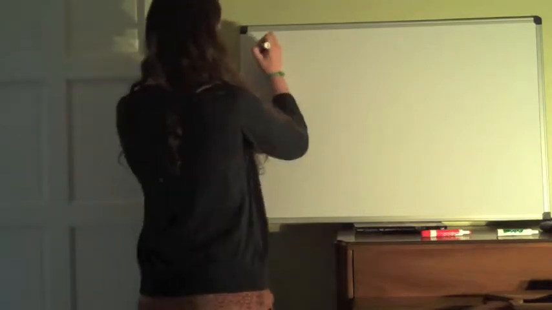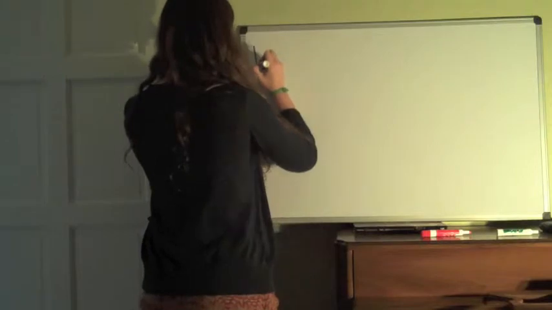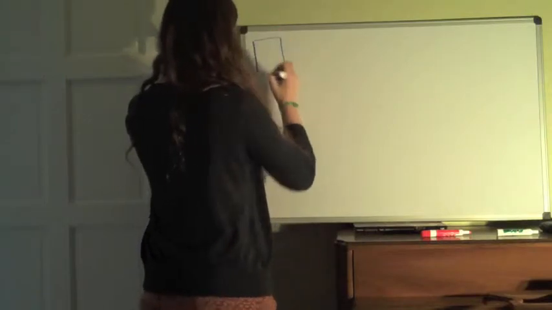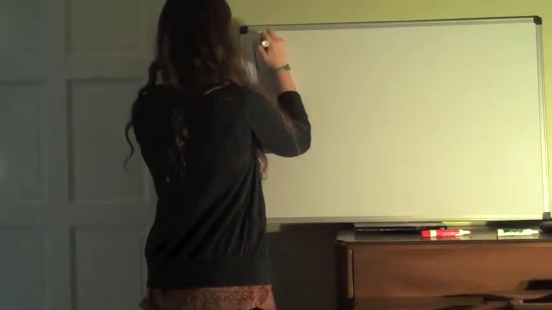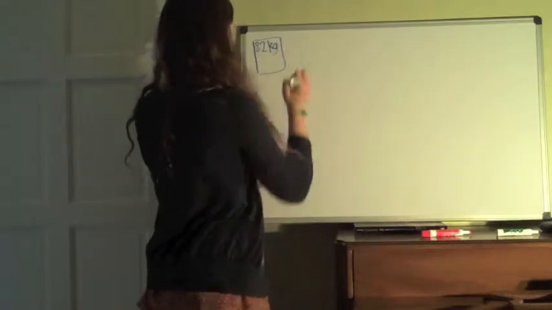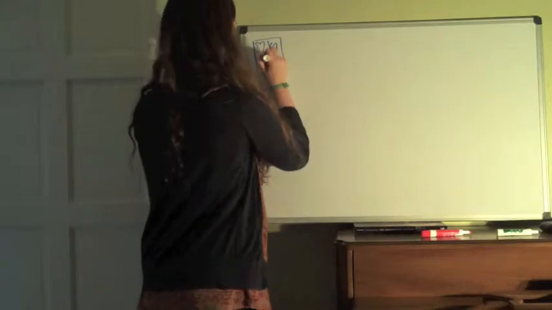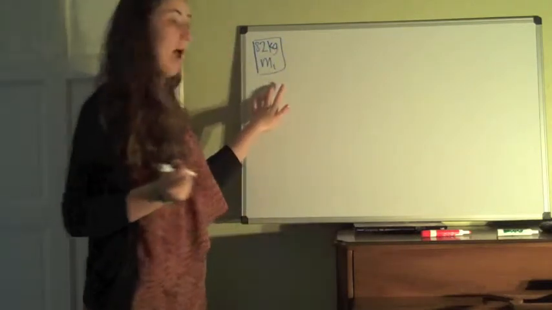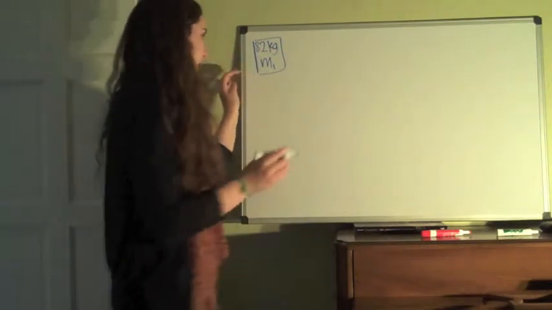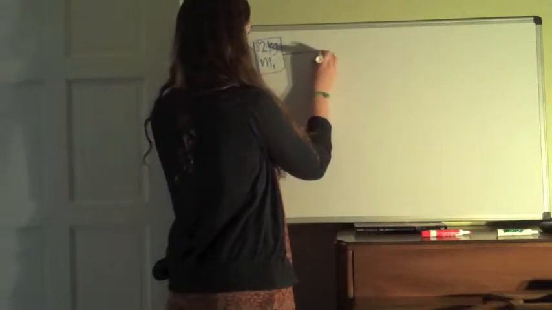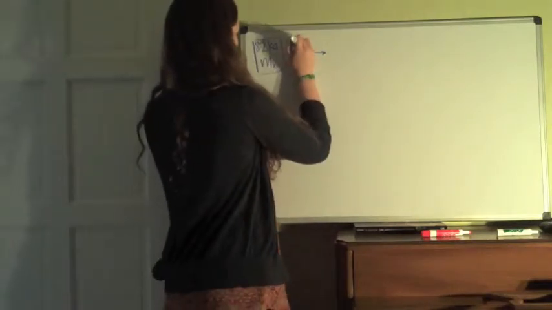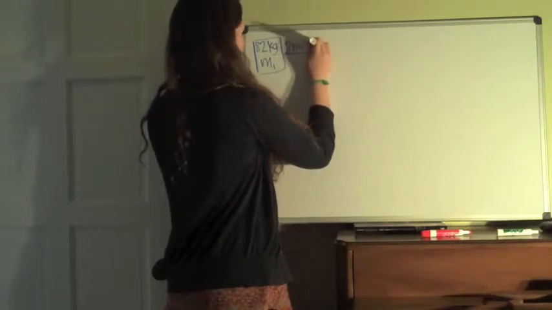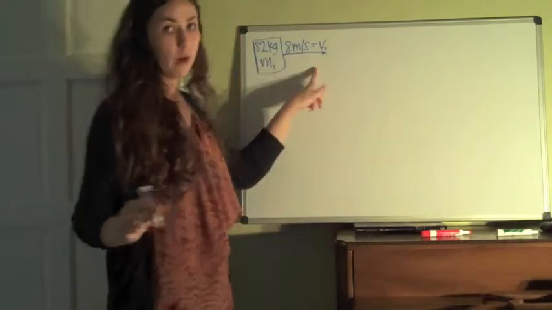So first of all, we have our male ice skater, and we'll represent him with this box. And the problem says that he has a mass of 82 kilograms, and we'll refer to him as M1, mass 1. And the problem says that he's moving to the right, he's skating to the right, at 8 meters per second. So we'll refer to his velocity as V1.